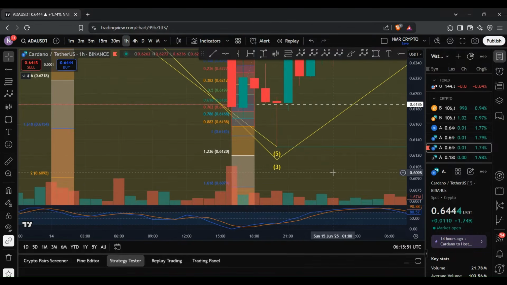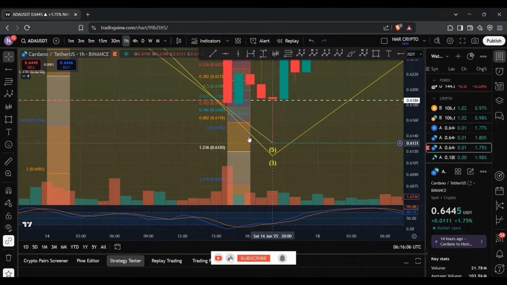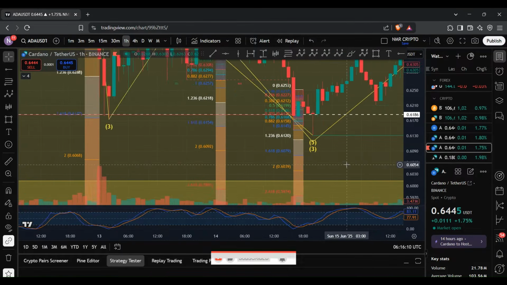And here you can actually see that we ended up falling short of the 1.236 retracement level at 61.2 cents. Which can happen as long as the minimum requirement has been met, which is a double bottom. And so essentially we needed ADA to reach 61.45 cents, which it ended up doing. So as you can see, we ended up extending beyond the 100% retracement level. And so that 5th wave move is still valid.